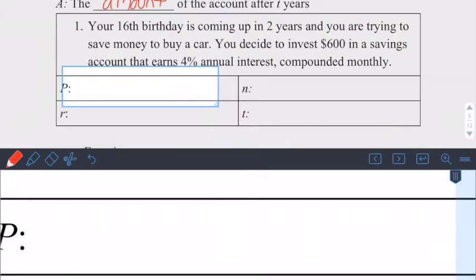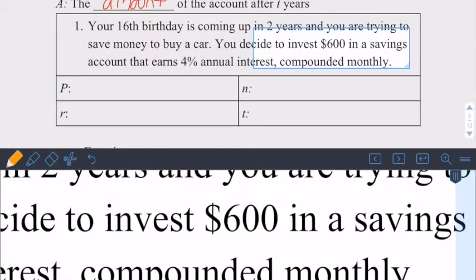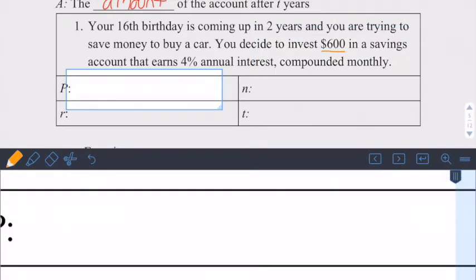Okay, so let's look at a problem. Your 16th birthday is coming up in 2 years and you are trying to save money to buy a car. You decide to invest $600 in a savings account that earns 4% annual interest, compounded monthly. When looking at this problem, we see that 600 is the initial principal invested. So 600 would be our principal.